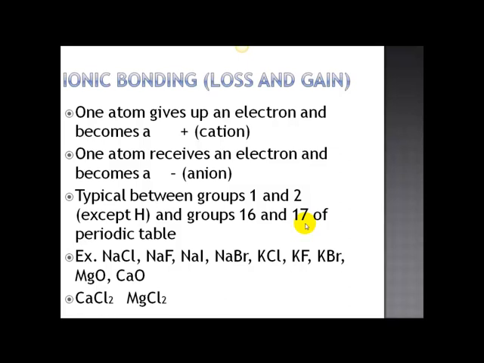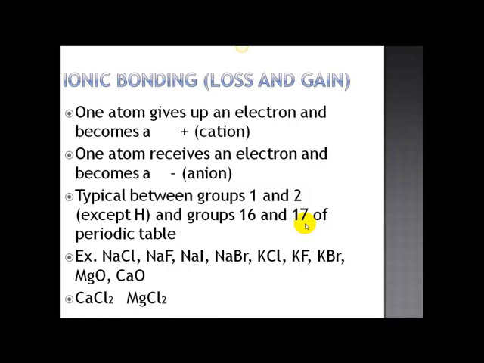Now, an atom that receives or gains an electron is receiving an extra negative charge, so it becomes negative, or an anion. So atoms that are going to give up electrons become positive. Atoms that are going to receive them become negative. And these are our ions, simply atoms that are positive or negative.